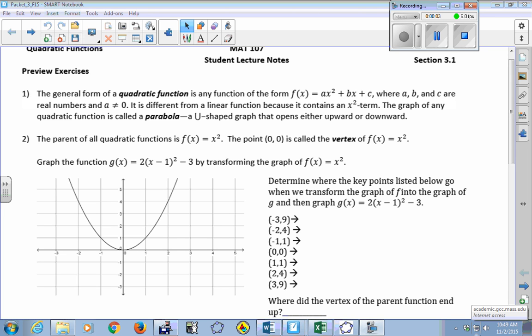The general form of the quadratic function is any function f of x equals ax squared plus bx plus c, for a, b, and c real numbers, where a is not equal to 0. It is different from a linear function because it contains a squared term. The graph of any quadratic function is called a parabola, and it has a U shape.